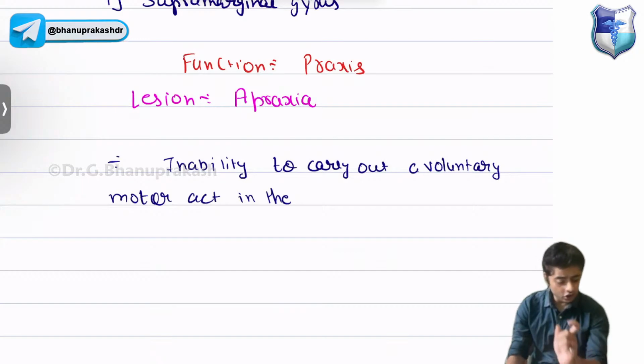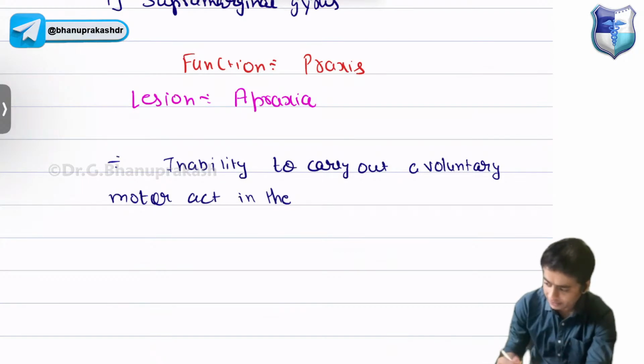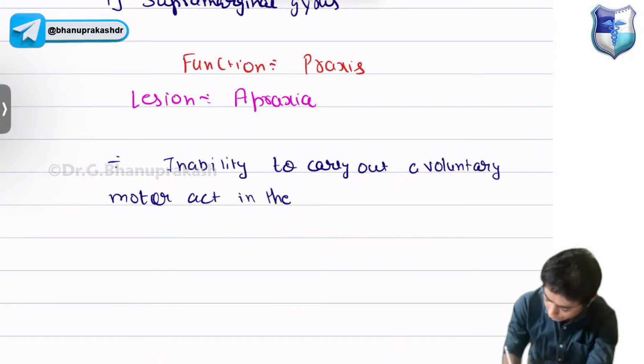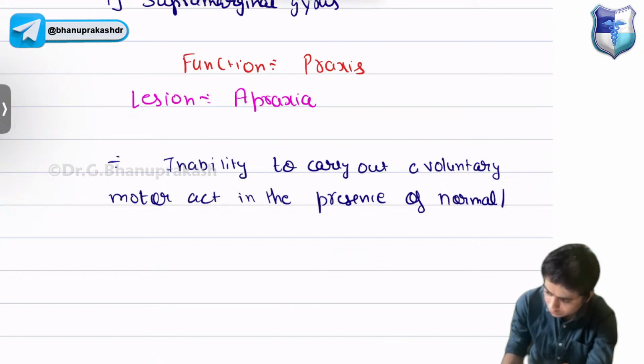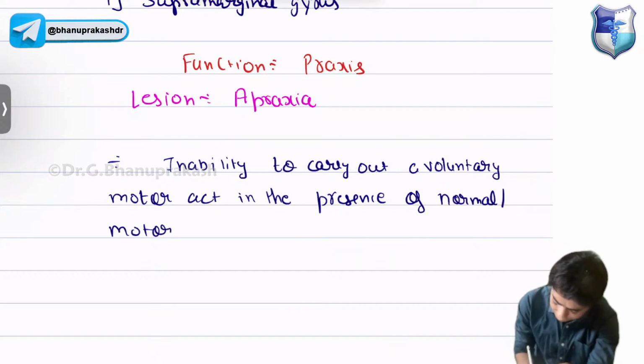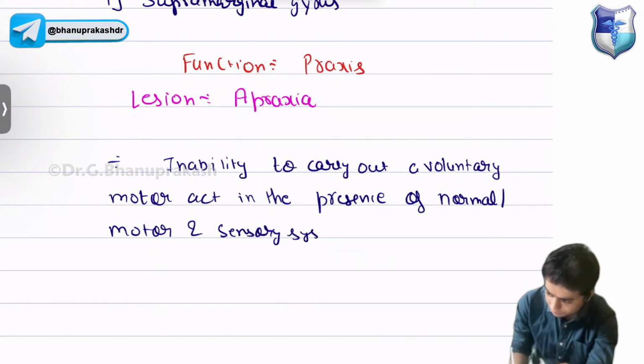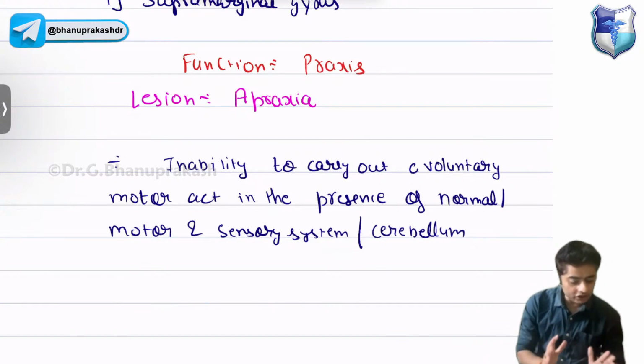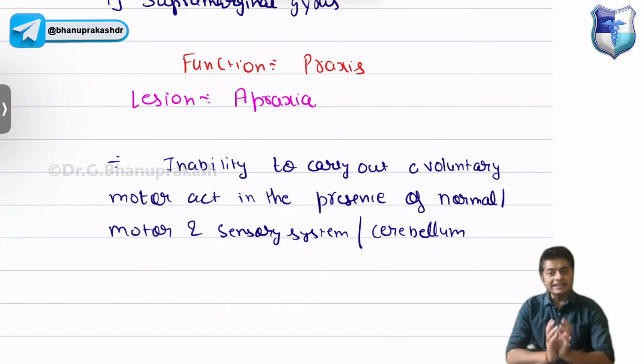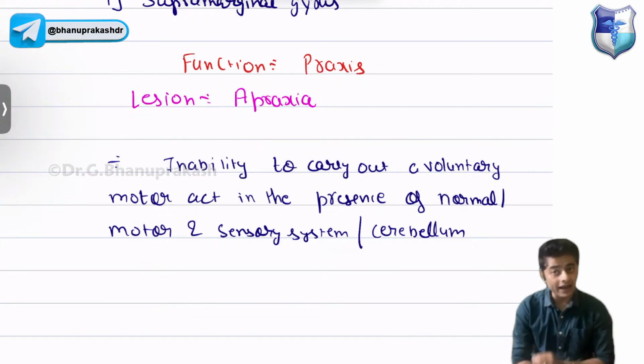So, inability to carry out a voluntary motor act in the presence of normal motor and sensory system, and your cerebellum also. So, what do you understand by this definition of apraxia? It is the inability to carry out a voluntary motor act in the presence of normal motor and sensory system.